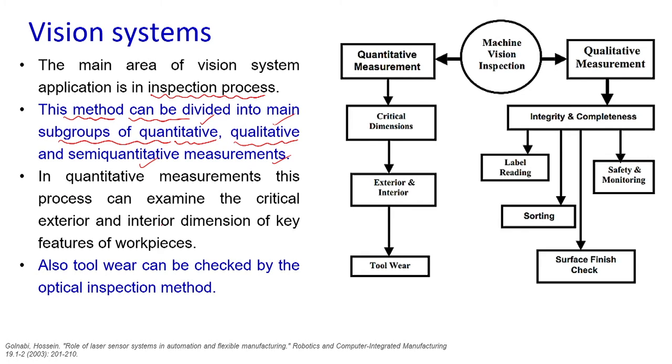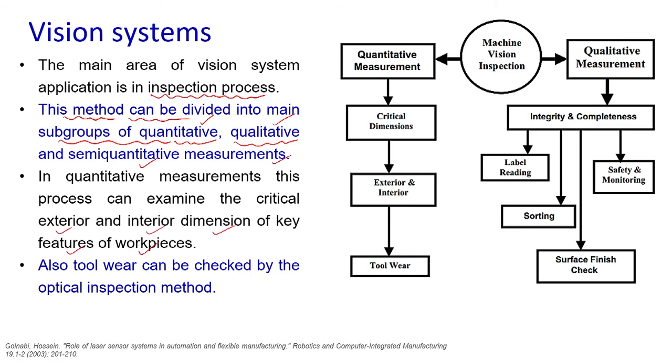In quantitative measurements, the process can examine the critical exterior and internal dimensions of the key features of the workpiece. Consider a product having some critical dimensions as far as its overall geometry is concerned, and some dimensions that are very critical as far as its features are concerned. For example, a cylinder bore should have the accurate internal diameter and the given surface accuracy and surface finish. So quantitative measurements examine the critical exterior and interior dimensions. The overall dimensions are to be checked by the machine vision system, and the internal dimensions of the cylinder bore have to be checked by the machine vision system. Not only the internal dimensions, the surface finish or surface quality also has to be ensured.